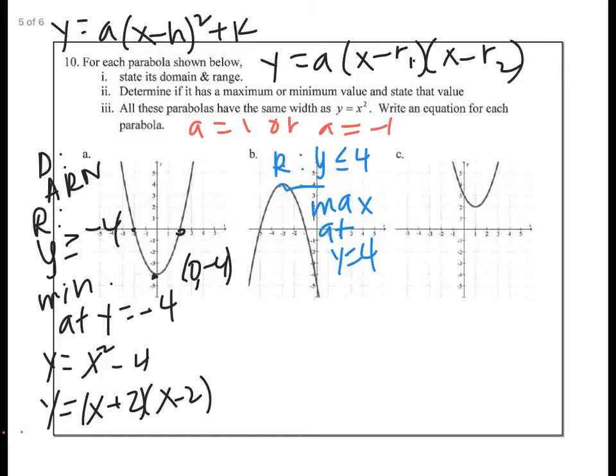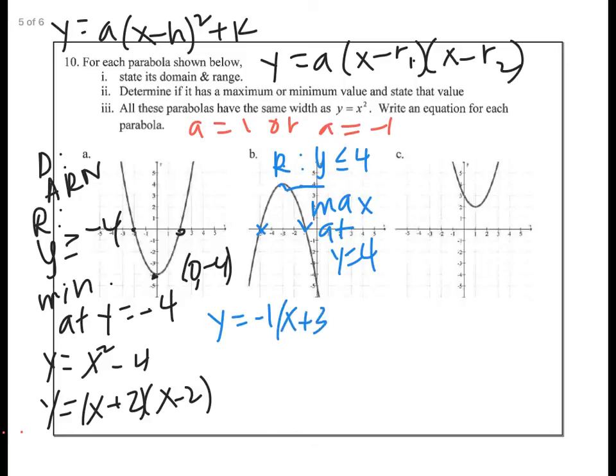And then equations. Here again you have two options. I can see the vertex really easily. Vertex is at about negative 3, 4. Or I can see the roots easily too. The roots are at negative 5 and negative 1. So I can write my equation in either format. In vertex form, it would look like y is equal to negative 1. a has to be negative, it opens down.